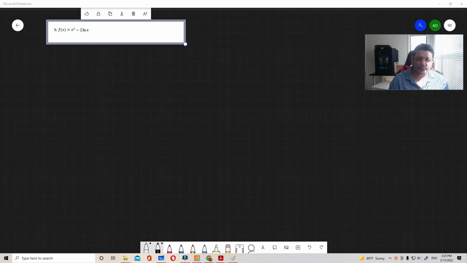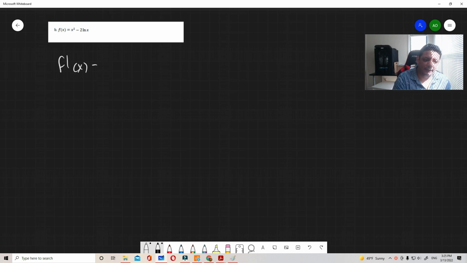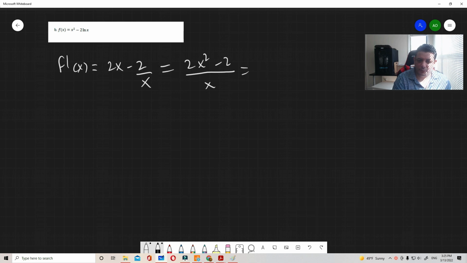Consider f of x equals x squared minus 2 log of x. So in here, f prime of x is going to be 2x minus 2, and the derivative of log of x is 1 over x, so 2 over x. I can rewrite this as 2x squared minus 2 over x, or 2 times x squared minus 1 over x.